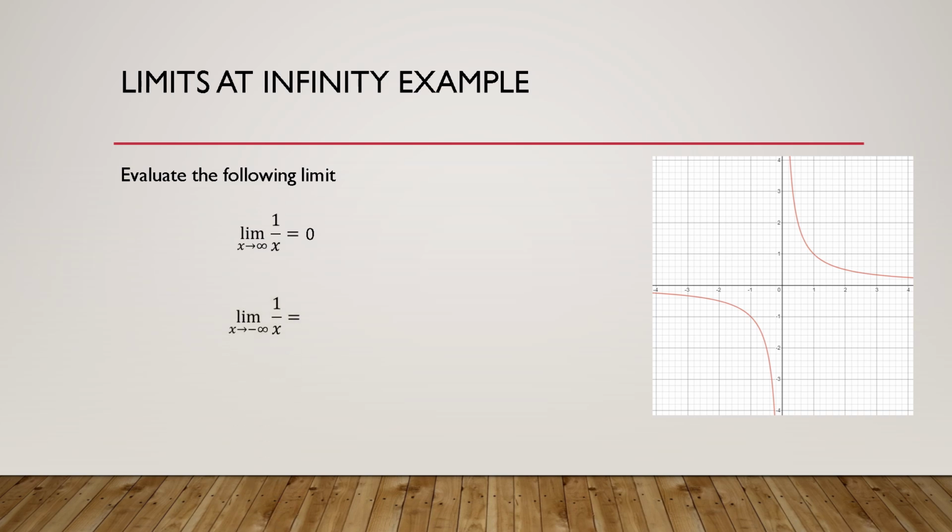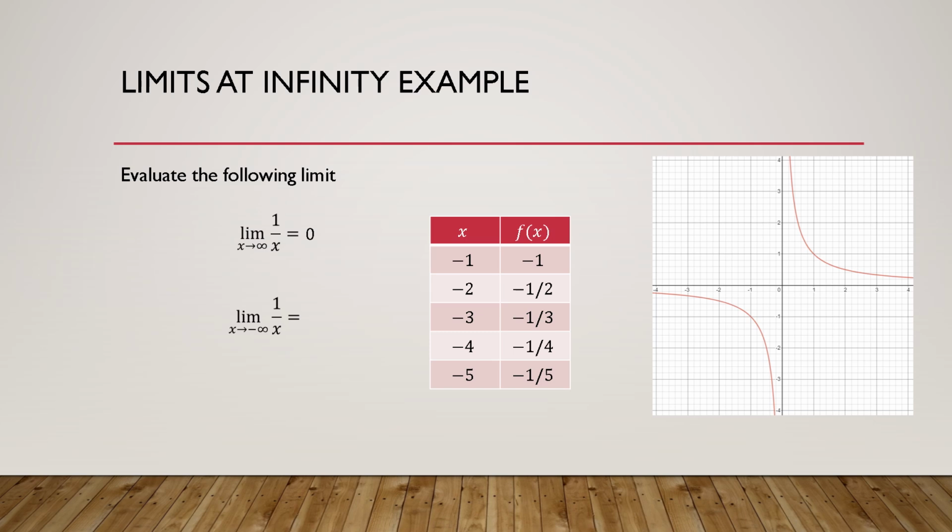The same is true if we evaluate the same function as x approaches negative infinity. Looking at the graph and the chart, we see that the larger the negative values get, the closer f of x gets to 0 without reaching it. In these cases above, 0 is considered the horizontal asymptote.